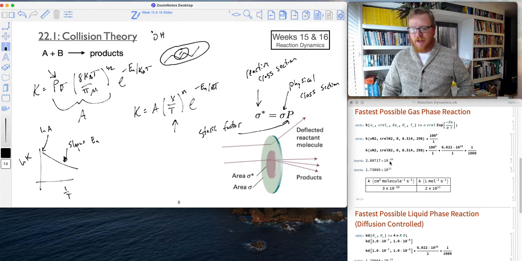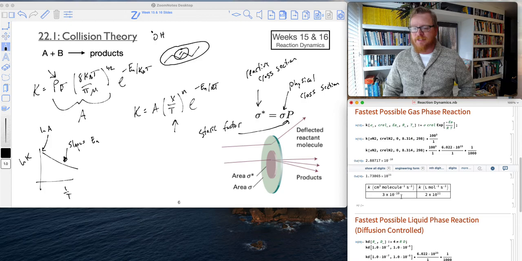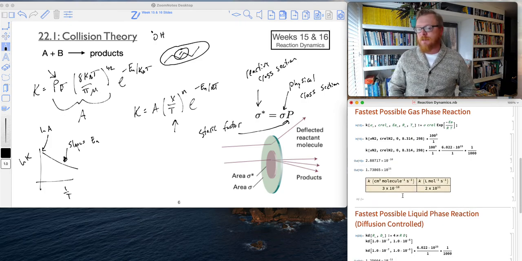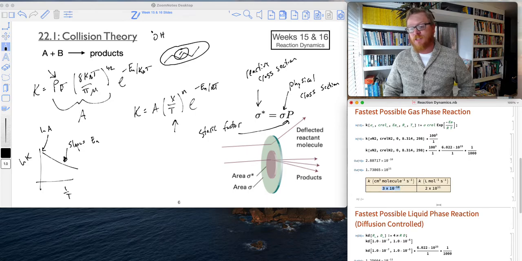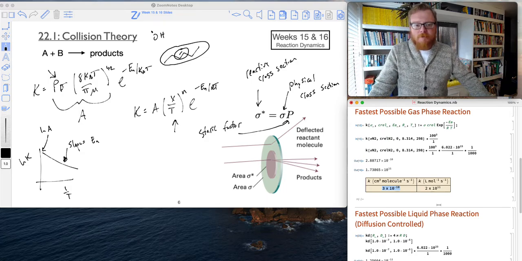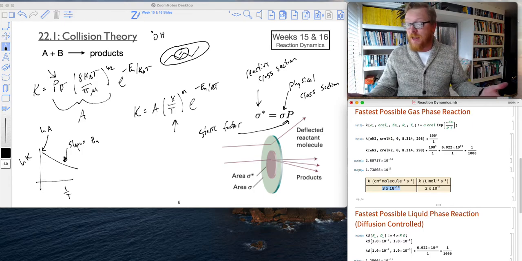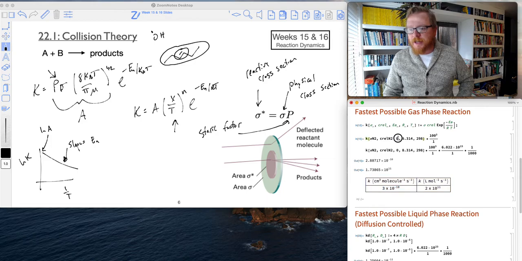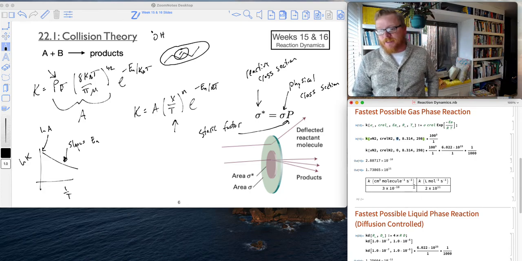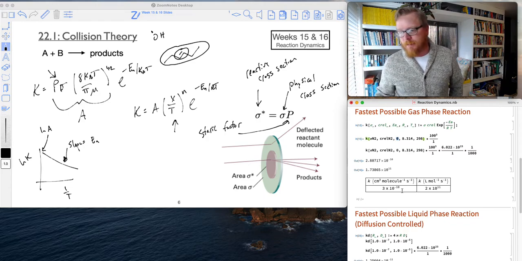You can see that it comes out to be 2.88 times 10 to the minus 10. Because this is just estimating, our fastest possible gas phase reaction should be something like 3 times 10 to the minus 10 cubic centimeter per molecule per second. I know it seems like a crazy small number, and it's hard to have a reference frame for that number. In this calculation, I assumed an activation energy of 0, and that gives me the fastest possible reaction, about 3 times 10 to the minus 10 in cubic centimeter per molecule per second.